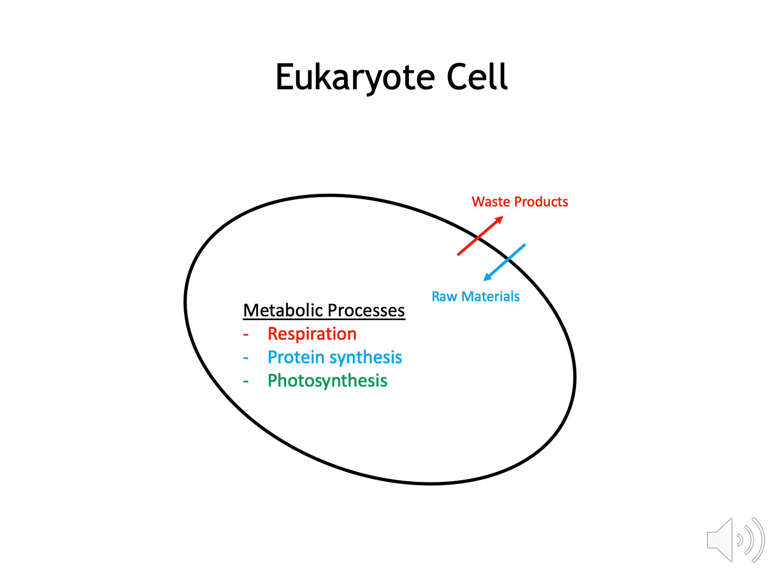Eukaryotic cells have many metabolic processes occurring within them, such as respiration, protein synthesis, and photosynthesis, to name a few. The cell does not simply complete these processes in isolation. They require raw materials to be passed through the plasma membrane into the cell to start these metabolic processes, and waste materials to be removed via the plasma membrane after a metabolic process has finished.